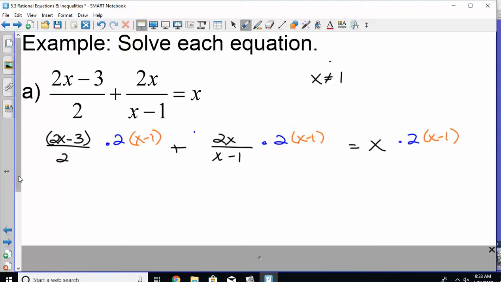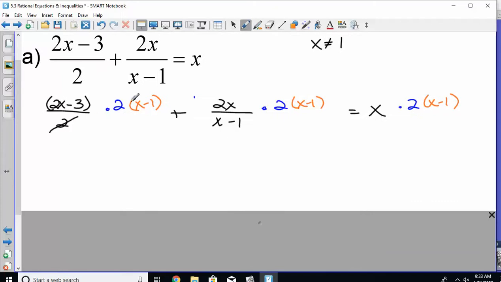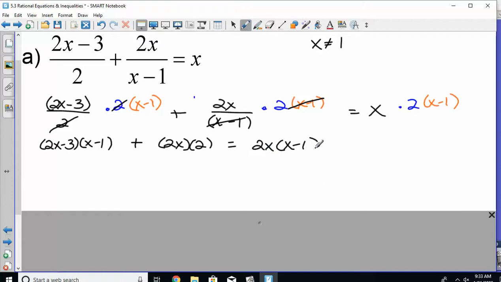So in this first fraction, what happens? The 2's cancel. And I'm left with 2x minus 3 times the x minus 1. In the second fraction, what cancels? The x minus 1, so I'm left with 2x times 2. In the last one, does anything cancel? No, so I just have a 2x times x minus 1.